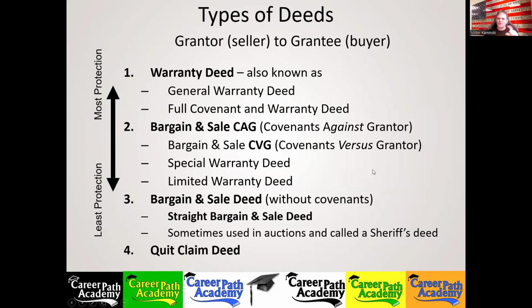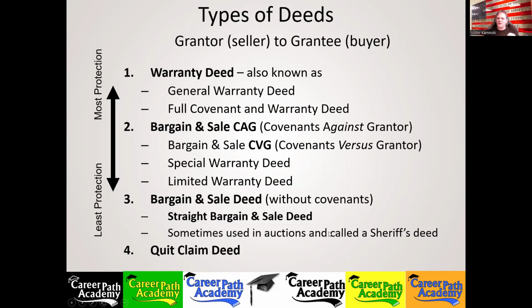You know, have you ever seen lawsuit paperwork? It says this person against that person. And then sometimes it says this person versus that person. It's the same document, just worded two different ways, against or versus, right? And it's also known as a special warranty or limited warranty deed. Then we have the bargain and sale deed without any covenants. There are no legal promises, whereas the bargain and sale CAG deed does have legal promises. And it's also known as the straight bargain and sale deed because there are no covenants that come with it.